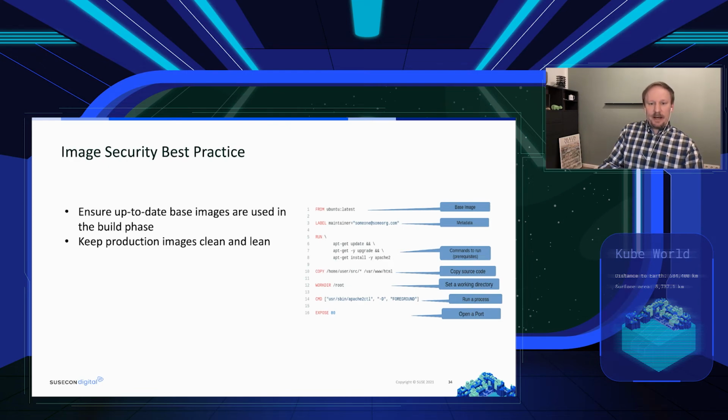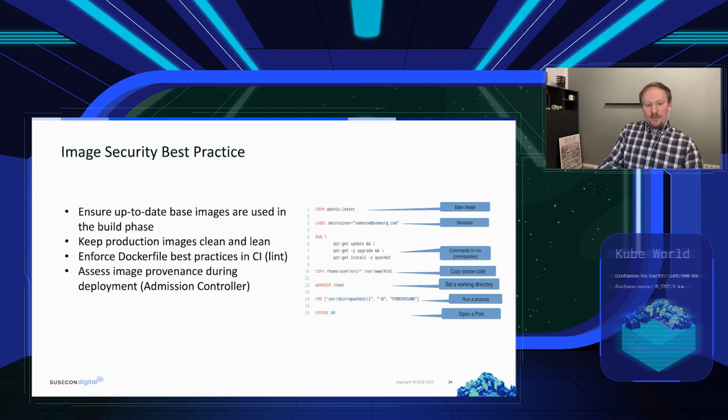Don't include debugging tools in your production images. Don't put things like curl in these images. These will just allow an attacker to exploit even more the container. There are other means of debugging containers which don't involve putting stuff in there that you don't need for your application. Don't put these tools in your production images. Generally enforce best practices during the CI cycle. So there are linters for Dockerfile, for example, that you can include in your CI pipelines. And then also, do something like assessing the image provenance during deployment.